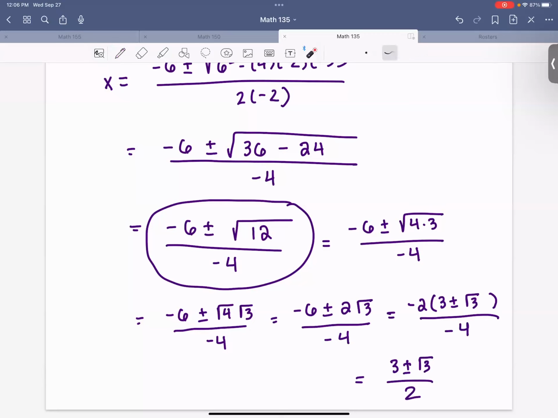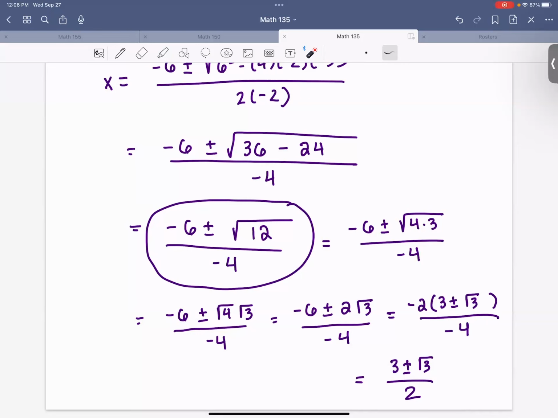You could leave it. If you left your answer like this, I would give you full credit. But if you want to go ahead and simplify your answer to get here, be my guest and I'll be pretty impressed. All right. Any questions on this quadratic equation? Any questions? All right.